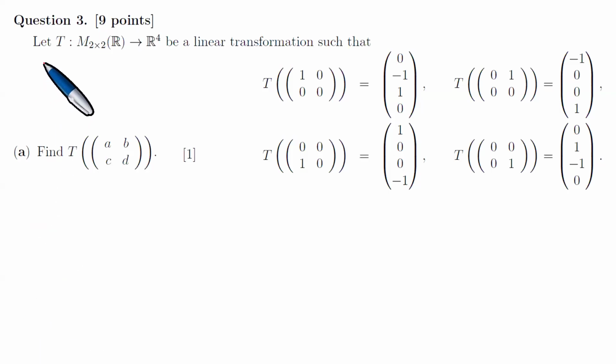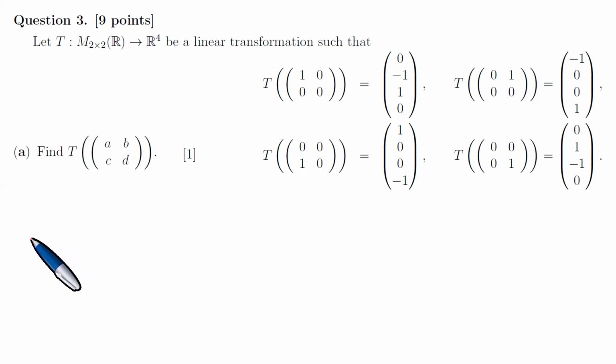Right, so we shall start by looking at the questions on linear transformations. Question 3 is on linear transformations. It is a map. So we let T be a map from the vector space of all 2 by 2 matrices with real entries to the Euclidean space of the fourth dimension. And we let T be a linear transformation such that the images are defined here as given. We need to find the image of an arbitrary 2 by 2 matrix.